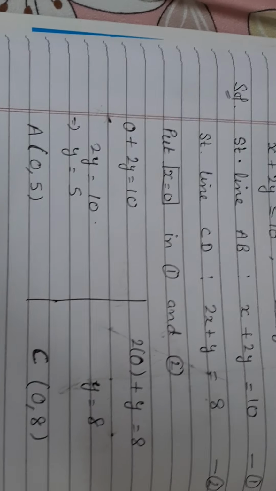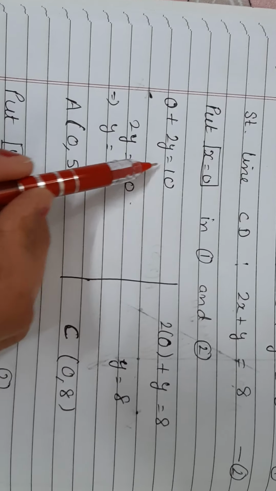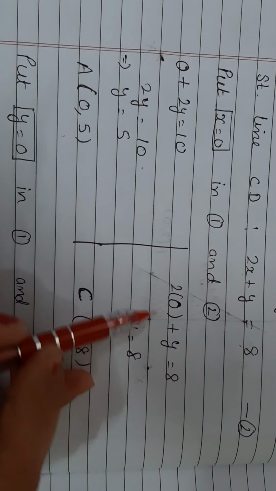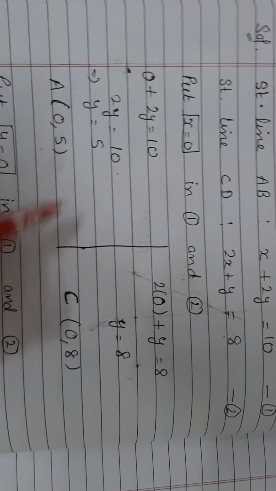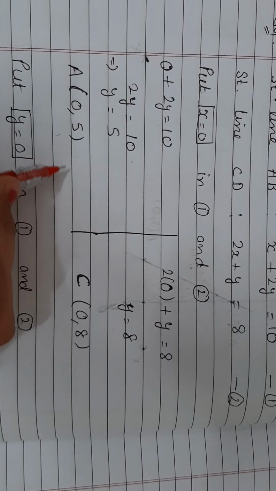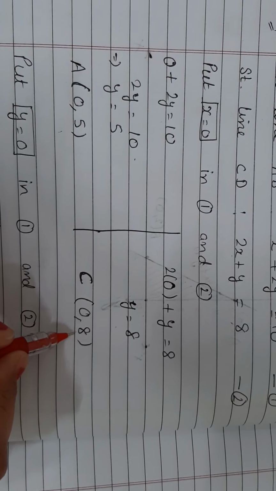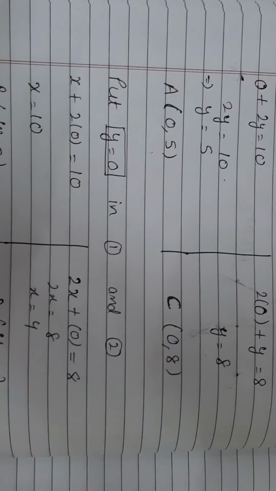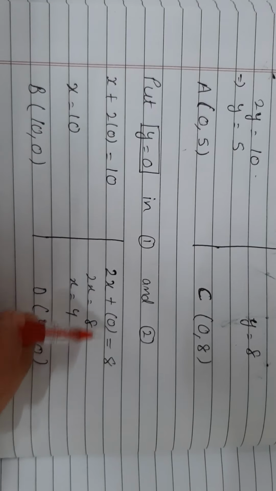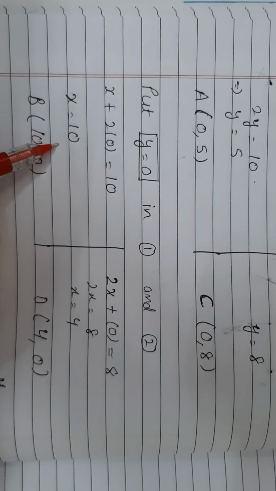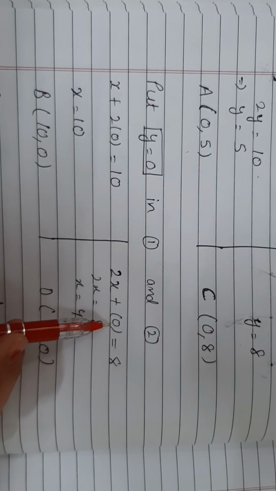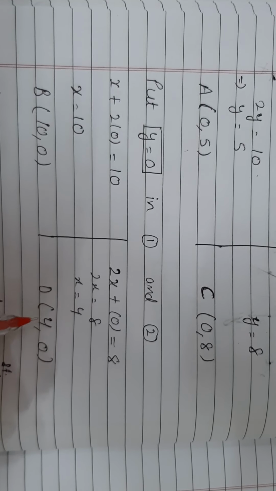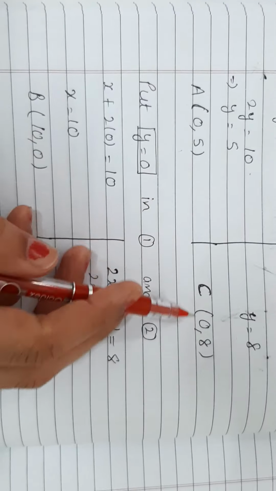Putting 0 in the first equation gives you y equals 5. Putting 0 in the second gives you y equals 8. So your A point is (0, 5), which will be on the y-axis, and C point is (0, 8). Now put y equals 0 in 1 and 2. Then you will get x equals 10, and in the second, x equals 4. So now you got 4 points.